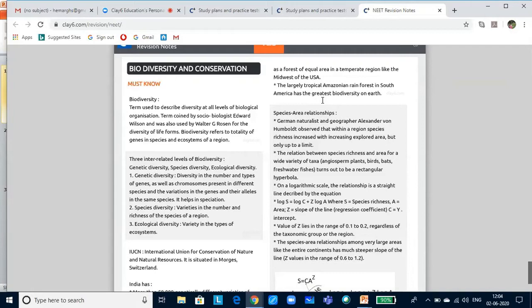Now, if you look at biodiversity, there are 3 levels of biodiversity. One is genetic diversity. It is the diversity in the number and types of genes as well as chromosomes present in different species, and the variations in the genes and their alleles in the same species.